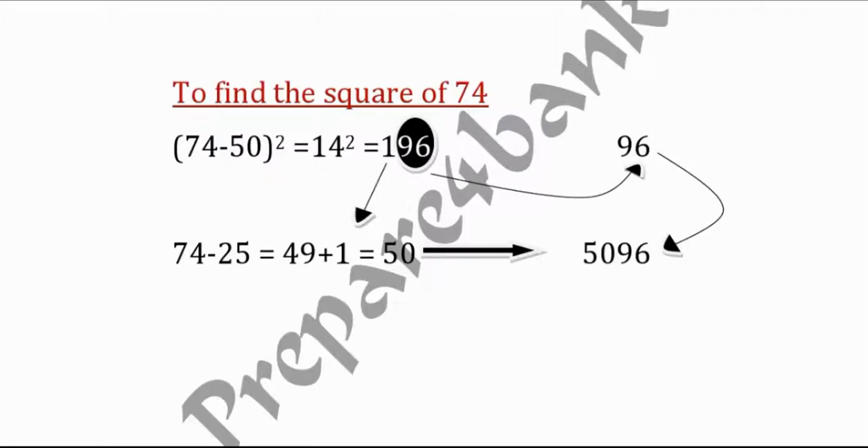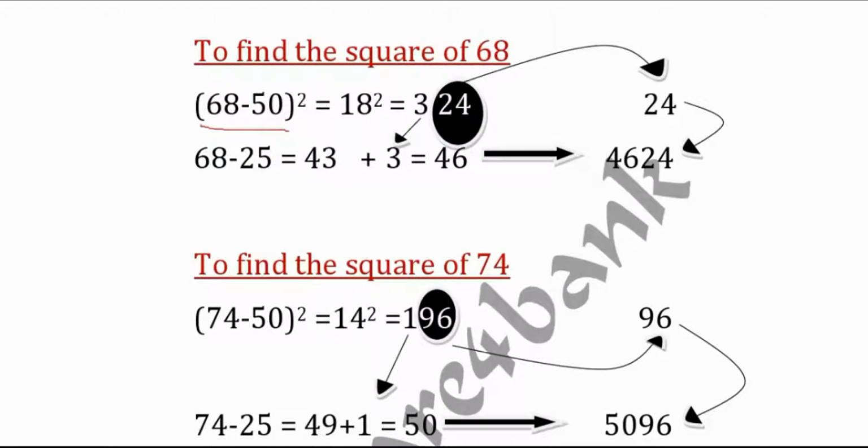If we are to find the square of 68, subtract 50 from 68, what does it give? 18. Okay, 18 squared is 324. 24 is the last 2 digits, keep it alongside, and the rest, 3, is alongside. Then subtract the base number 25 from the number 68 itself, and we are getting 43. Add the remaining 3 with this number 43, we are getting 46, just 46.